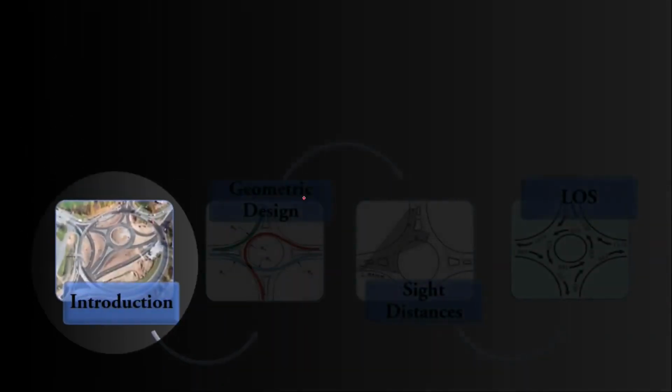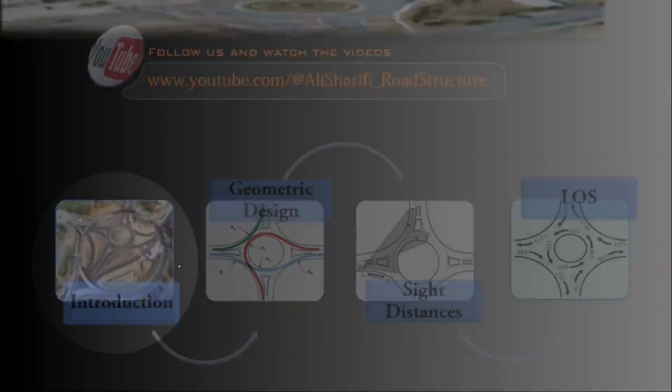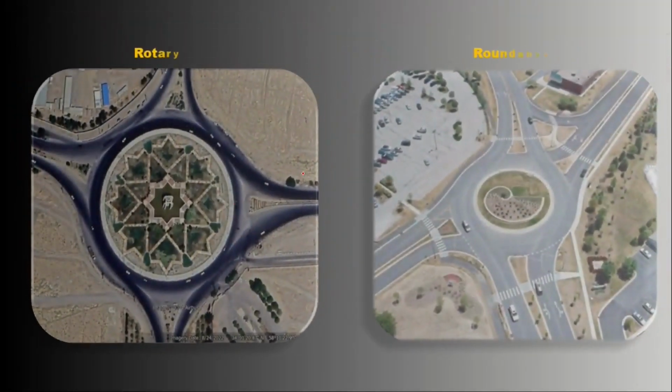All right, let's get started. The first step in the introduction of a roundabout is to make sure we already know the distinguishing features that make a roundabout different from rotaries. So let's first discuss the distinguishing features that make a circular intersection characterized as being a roundabout or a rotary.